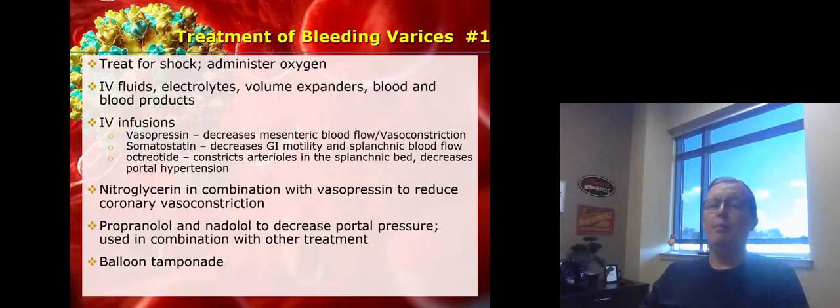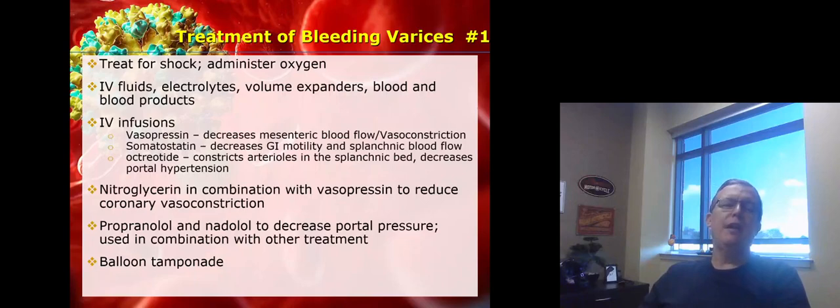So it can help move some of that pressure away from the esophageal varices. Somatostatin also decreases GI motility and decreases blood flow into the splanchnic area. So that means that the gut is going to get less blood flow going in, which is ultimately going to lower blood pressure going into the gut and direct that blood elsewhere. And octreotide is going to constrict arterioles and venules, so it's going to constrict at the vascular level in the neighborhood of that varix.